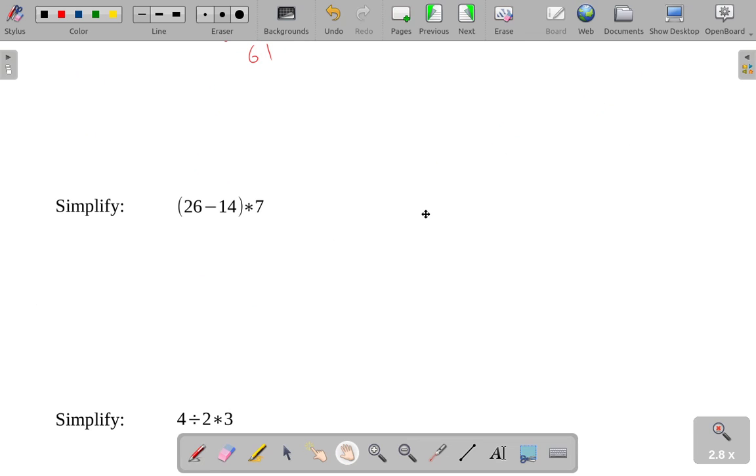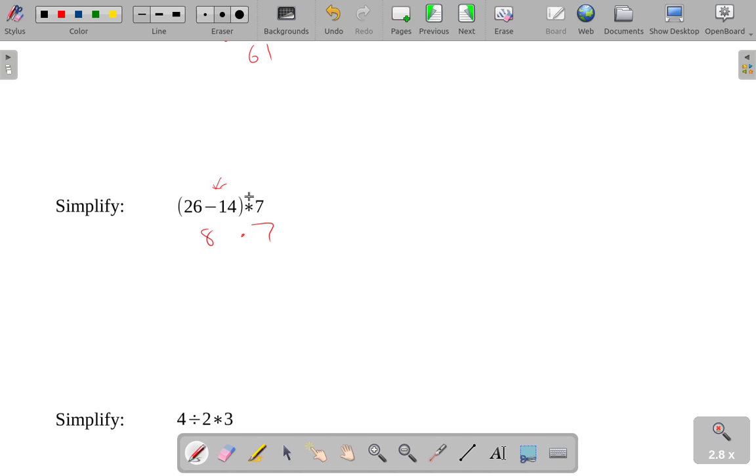You might look into getting a different calculator. All right. On this example, we have subtraction and multiplication. Normally multiplication would come first, but this subtraction is on the inside of parentheses, so it comes first. It's the higher priority. 26 minus 14 is 8.